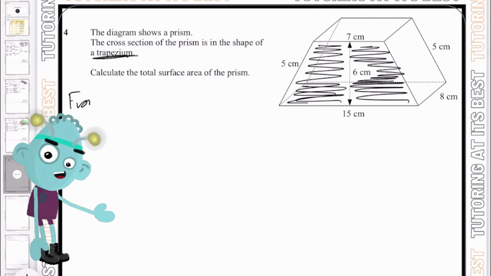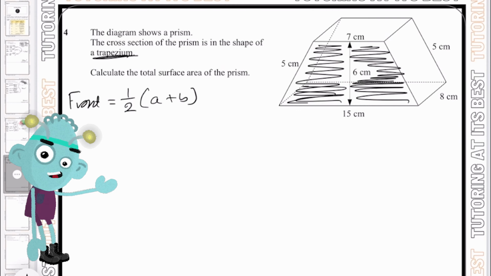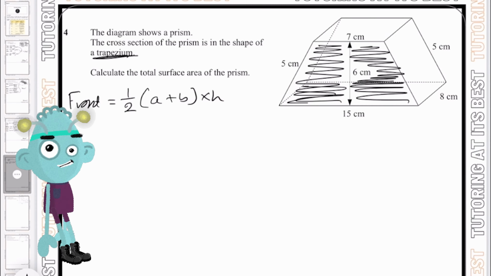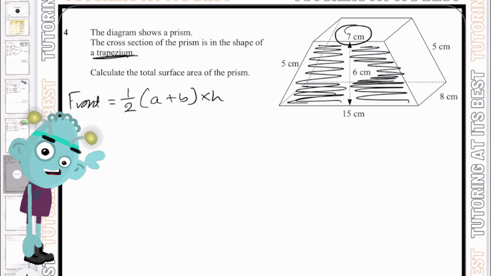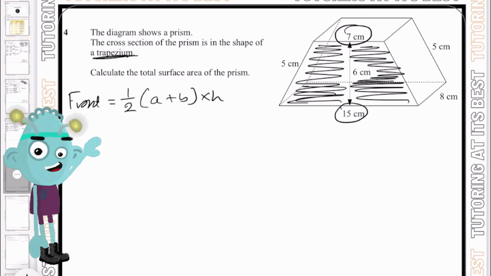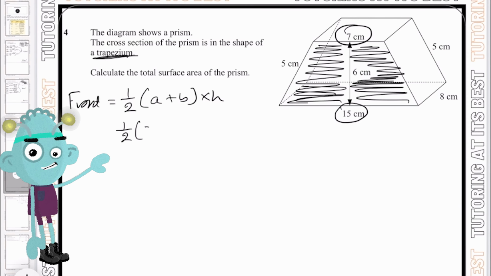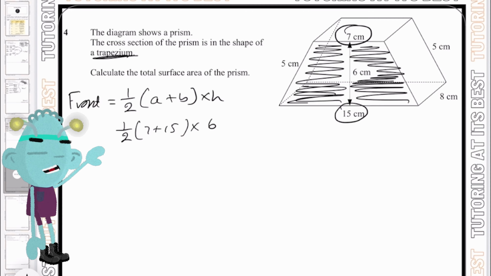So for those who don't know the formula of the area of a trapezium, it's simply going to be a half, where you have your A plus B multiplied by your height, where A is your 7 and 15 is your B. So let's go ahead and put that in. So we have a half, and we have 7 plus 15 times our height, which is 6.